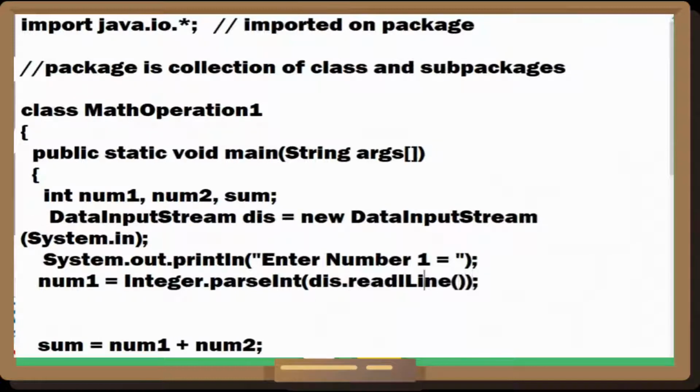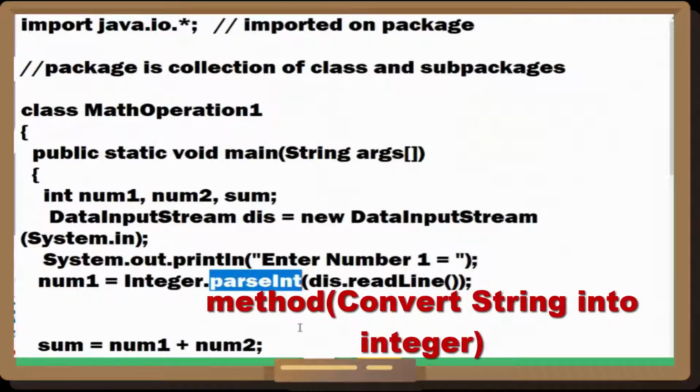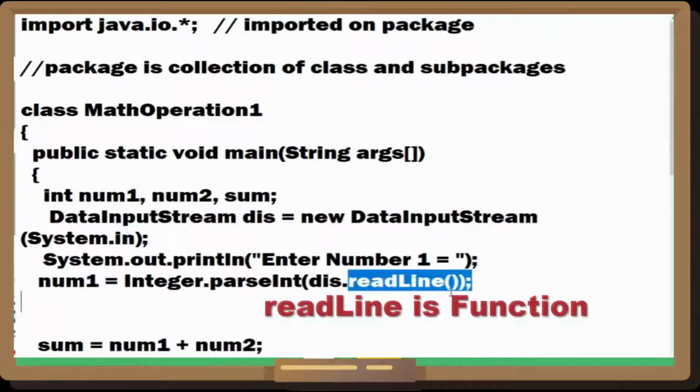Fine, this is the syntax, and I'll explain what it is. Integer is a class. Parse int is a function which will convert the string into an integer. And dis is the object of DataInputStream, and readLine is a function. Whatever I'm typing on the line will be read.